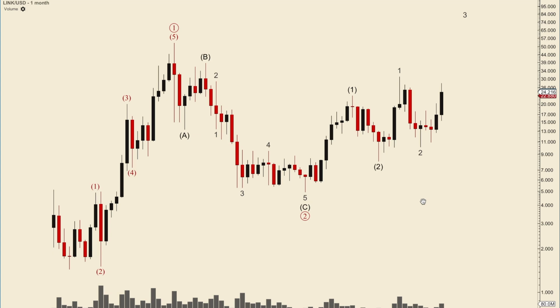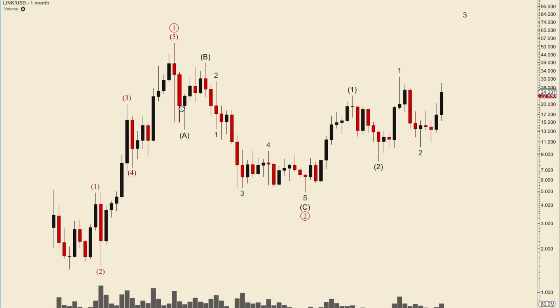Hello! So today we're going to talk about LINK, or Chainlink to be precise. And so this is the main count. It's a bullish count. And you can see here wave 1, 1, 2, 3, 4, 5, a clear impulse. This is on the monthly chart, by the way.